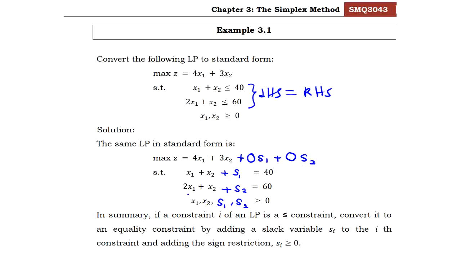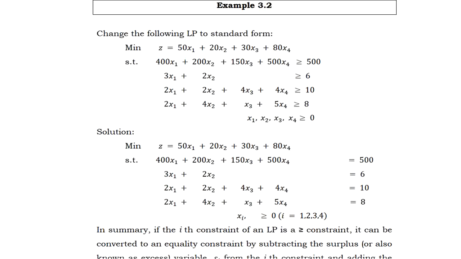Okay, so in summary, if constraint i of an LP is a less than or equal to constraint, convert it to an equality constraint by adding a slack variable si. Okay, let's look at the next example, example 3.2. Change the following LP to standard form.